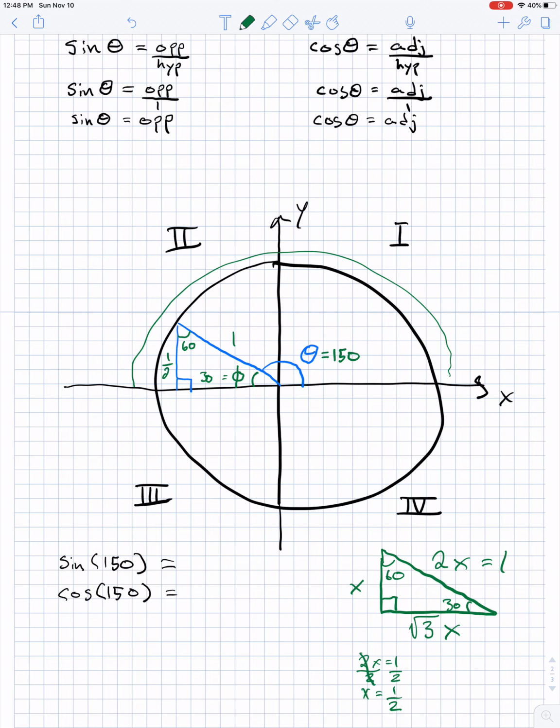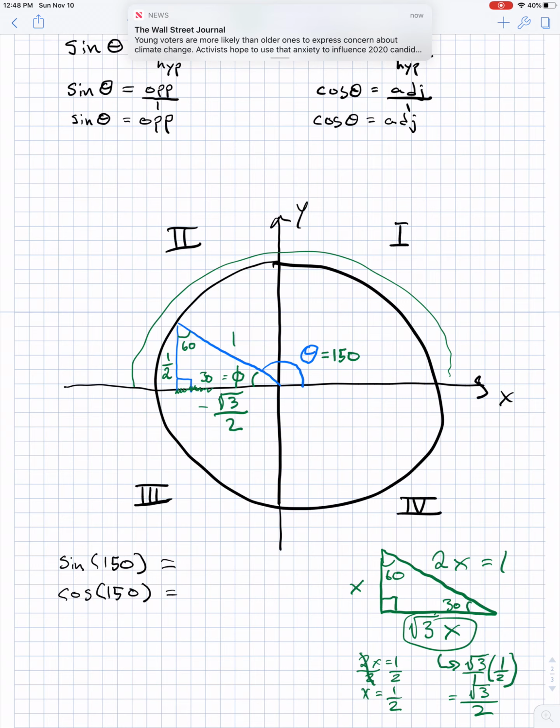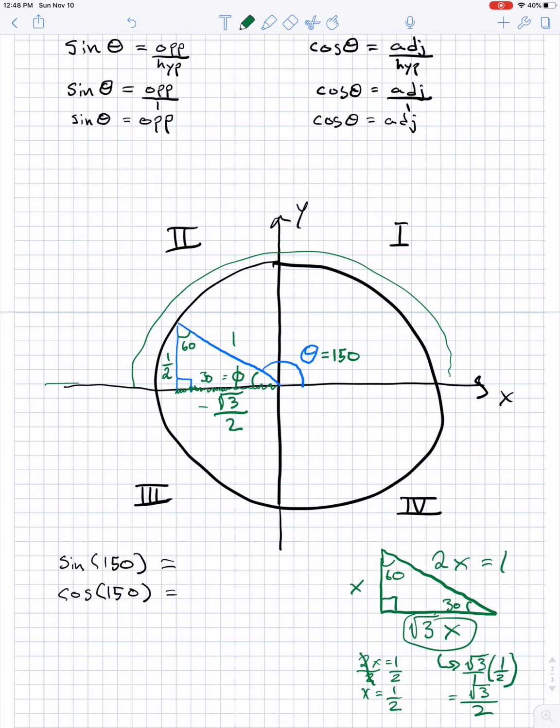That's 1/2. And if x is 1/2, that means that this side will become root 3 times 1/2, or, make that a fraction, root 3 over 2. In other words, the adjacent side of our right triangle is root 3 over 2. Eventually, you're going to memorize the special triangle angles. But for now, I'm going to call this a negative root 3 over 2, because you'll notice that the adjacent side of the triangle is in negative x territory. See how that's on the negative x side of things?